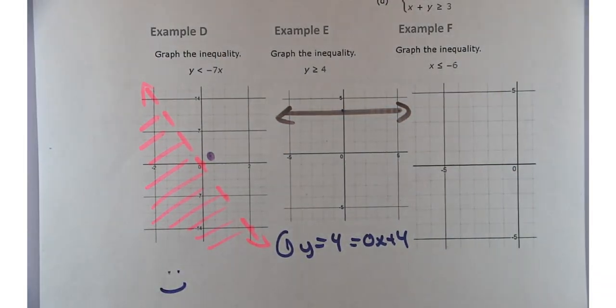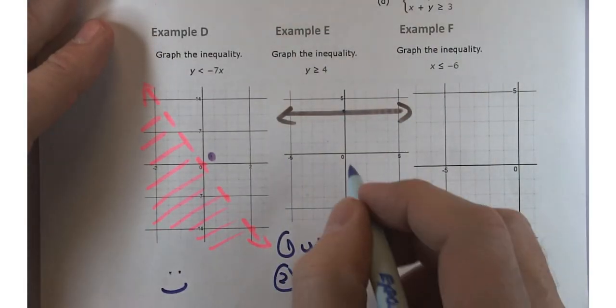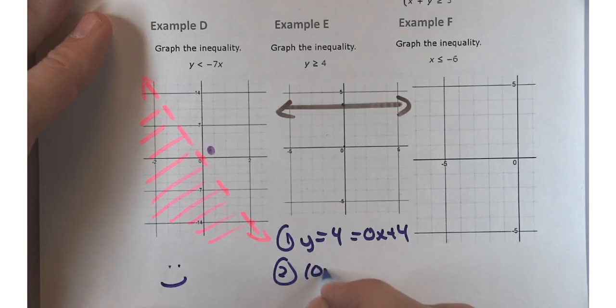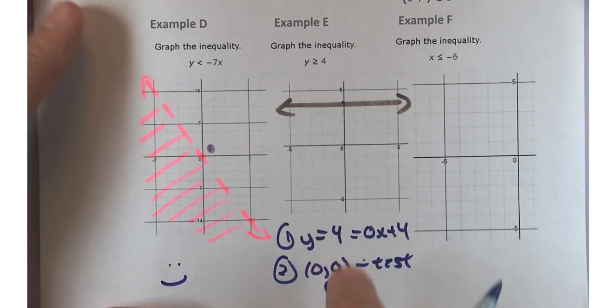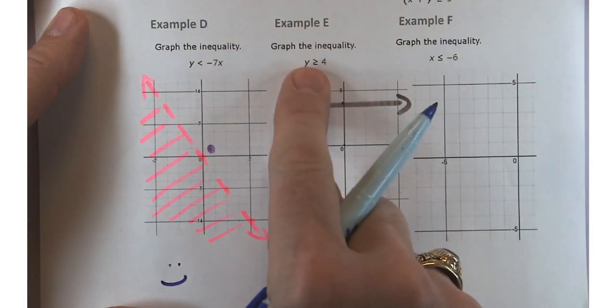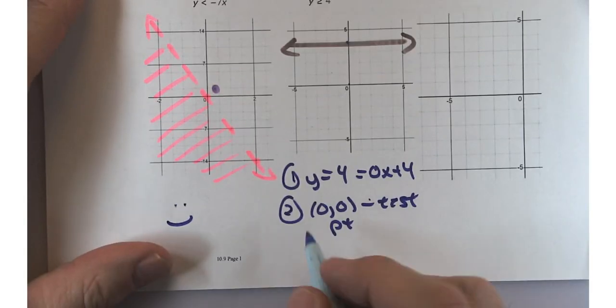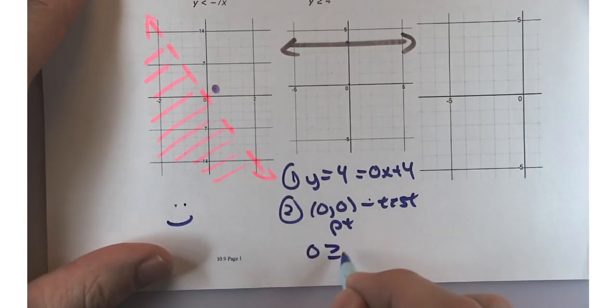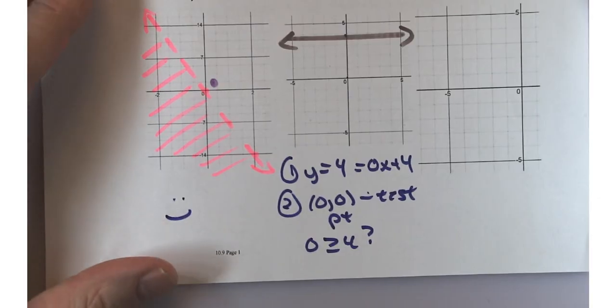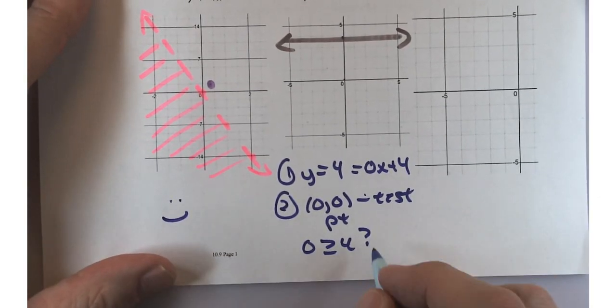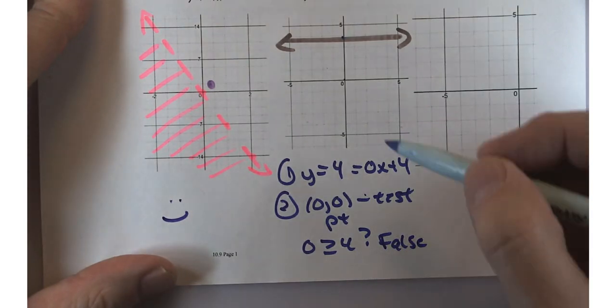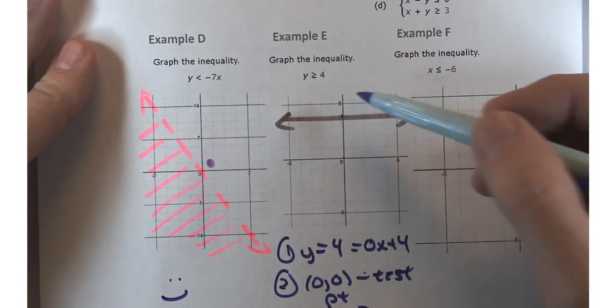Now we want to shade the appropriate side. You could test a point. In particular, 0, 0 is my favorite test point. So if I put in 0 for x, well, there's no place to put in 0 for x, is there? So I'll just put in a 0 for y. Is 0 greater than or equal to 4? Is that true or false? That's false. So I want to shade which side of the line? Do I want to shade below or do I want to shade above?